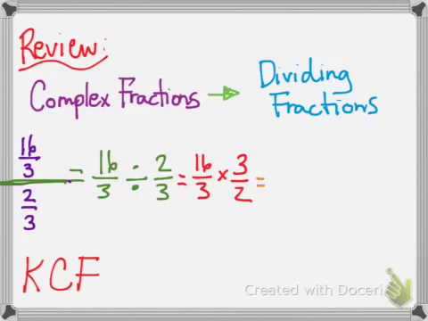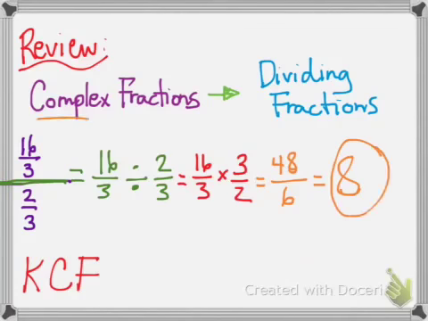I know that when I multiply fractions, I multiply the numerator times the numerator, and then the denominator times the denominator. So I know that 16 times 3 is 48, and I also know that 3 times 2 is 6. So 48/6 can be simplified. In other words, 48 divided by 6 is 8. So this is how complex fractions are related to dividing fractions. We'll need this skill to help us solve equations with fractions in them.